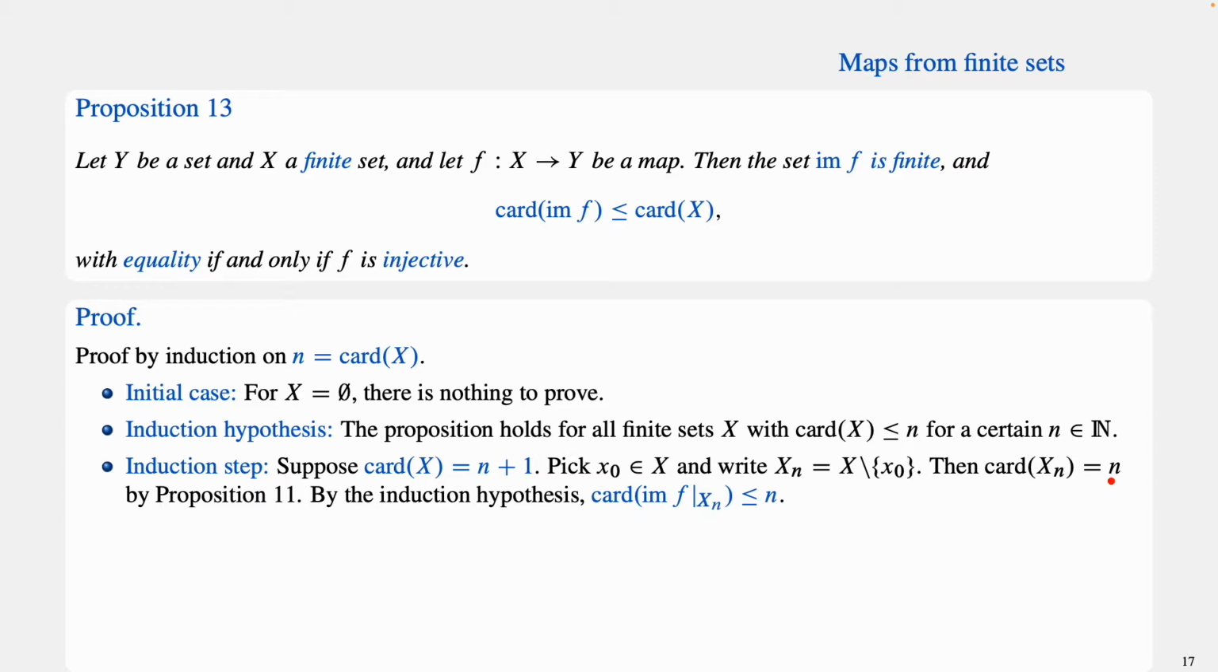So by the induction hypothesis, which now applies to the set xn, the cardinality of the image of f restricted to xn is less or equal to n.